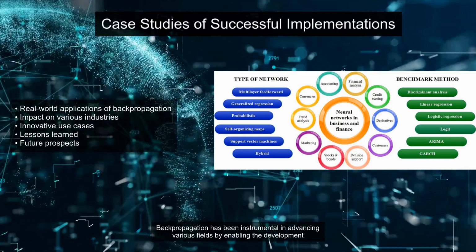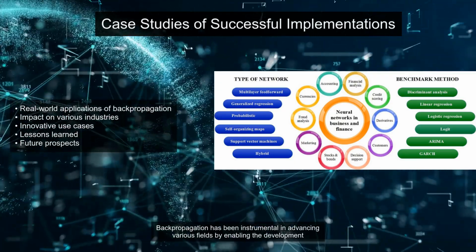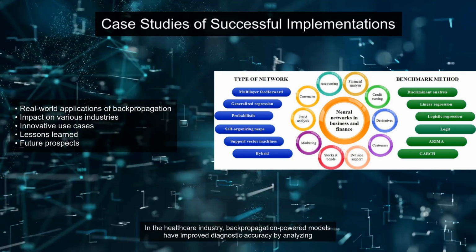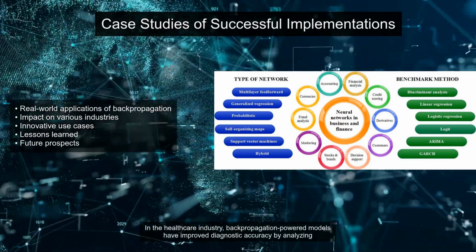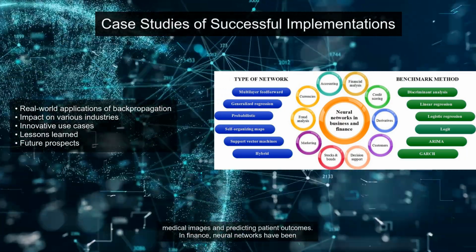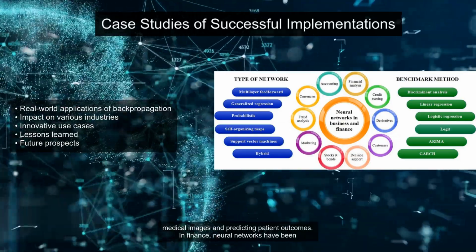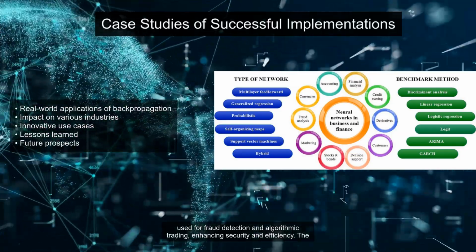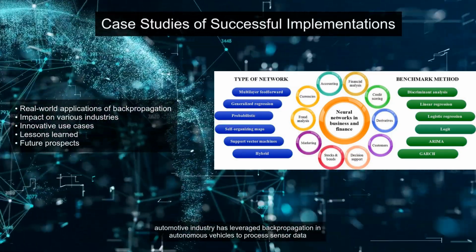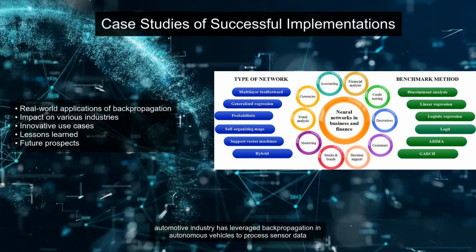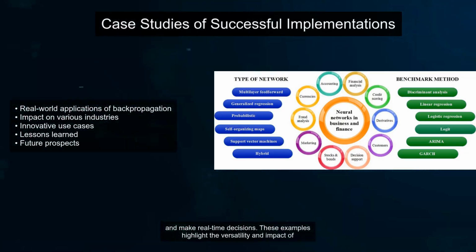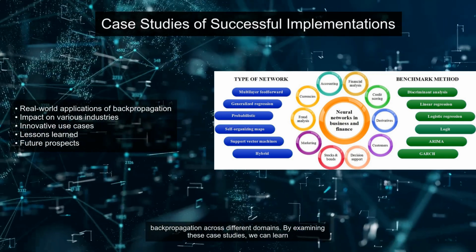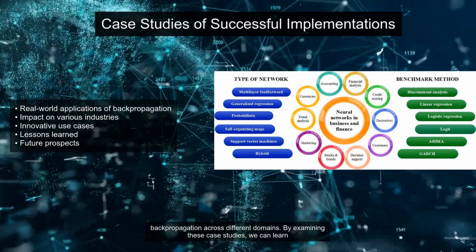Backpropagation has been instrumental in advancing various fields by enabling the development of powerful neural networks. Let's explore some case studies of successful implementations. In the healthcare industry, backpropagation-powered models have improved diagnostic accuracy by analyzing medical images and predicting patient outcomes. In finance, neural networks have been used for fraud detection and algorithmic trading, enhancing security and efficiency. The automotive industry has leveraged backpropagation in autonomous vehicles to process sensor data and make real-time decisions. These examples highlight the versatility and impact of backpropagation across different domains.